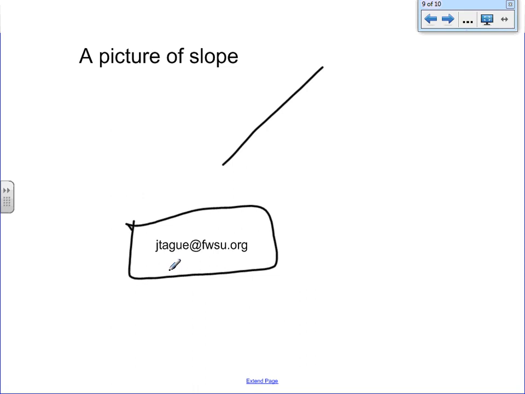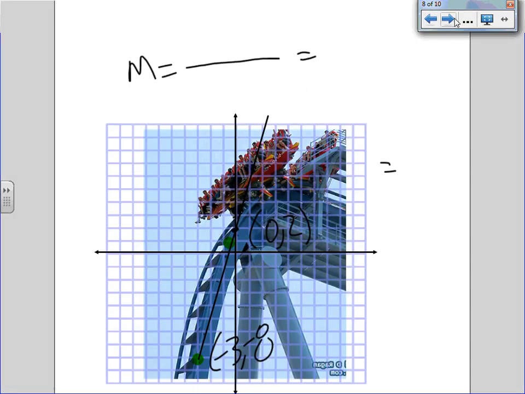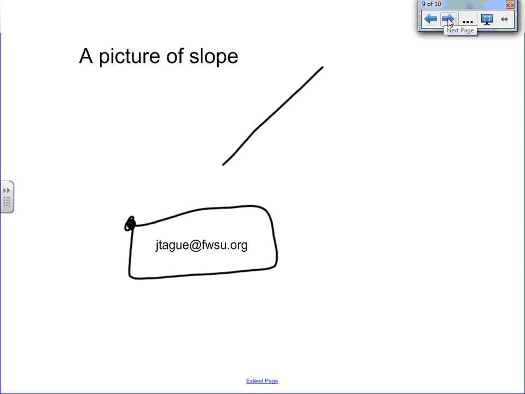That's right, jtag@fwsu.org. That's my email address. We'll do something with it where we'll make it look like one of these previous pictures. Okay, so another mini assignment. Send that picture to me anytime you want.